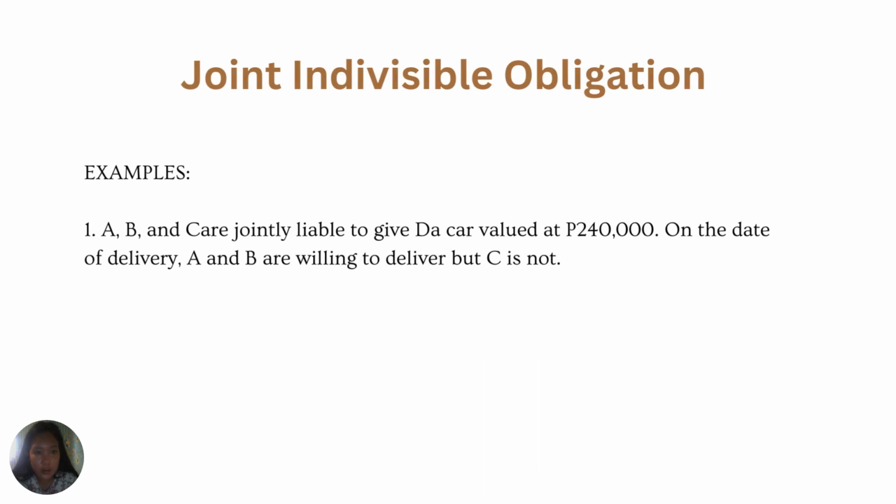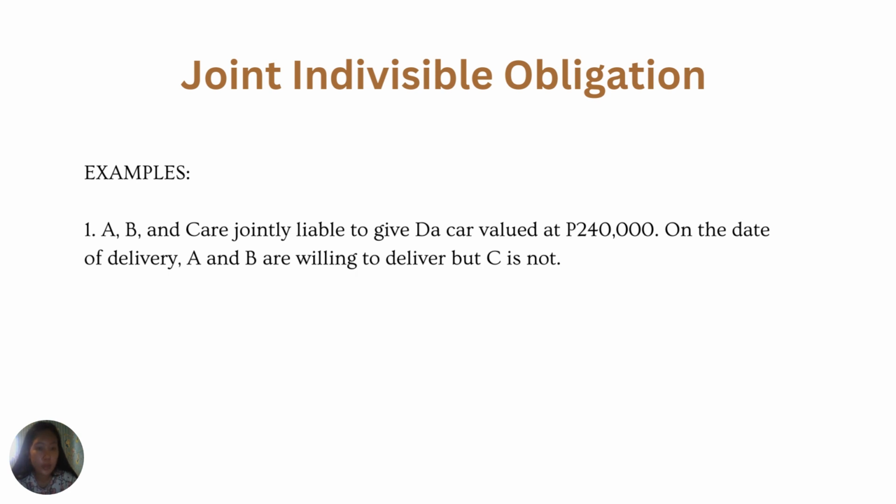So for example, A, B, and C are jointly liable to give D a car valued at 240,000 pesos. On the date of delivery, A and B are willing to deliver, but C is not. In this case, D has no cause of action against C for the delivery of the car because as a joint debtor, C is liable only for a proportionate part of the obligation, which is 80,000 pesos. Since the object, the car, is indivisible, the debt can only be enforced by proceeding against all the debtors, for compliance is not possible unless they act together.